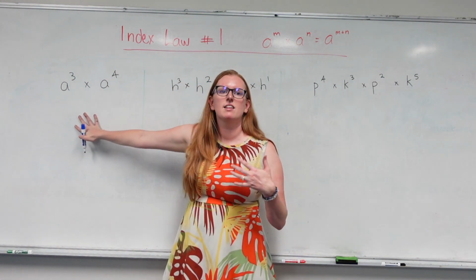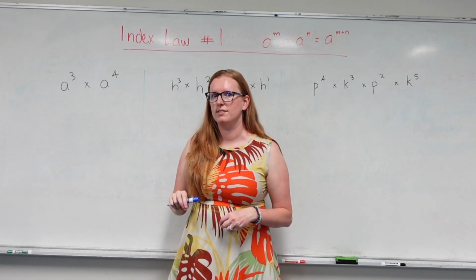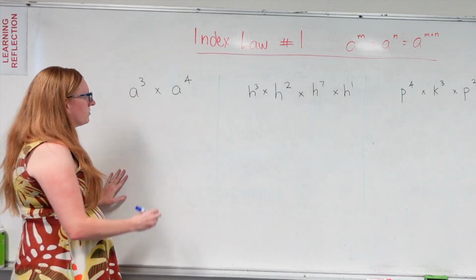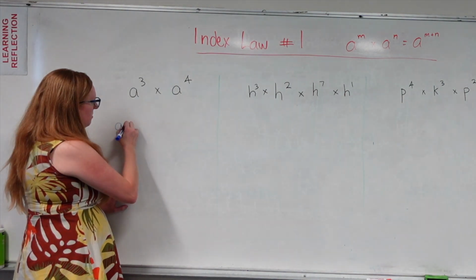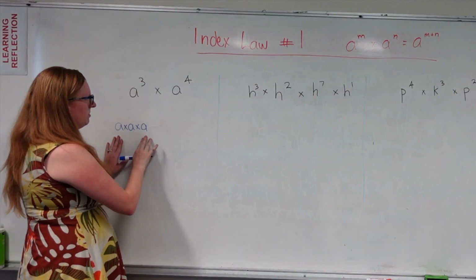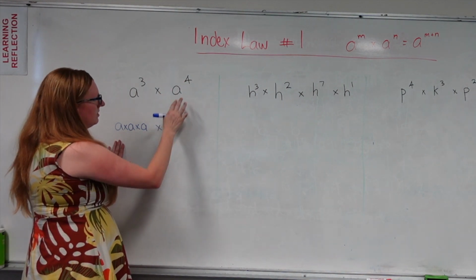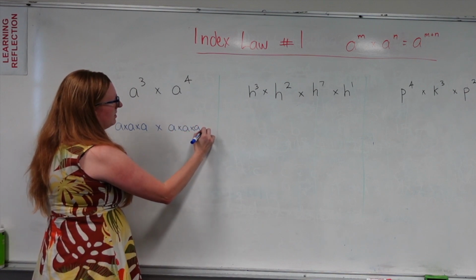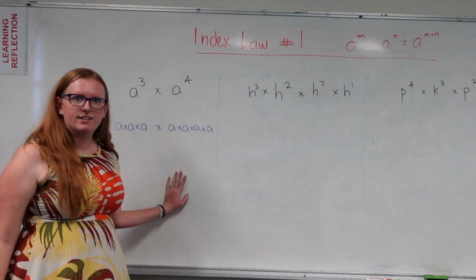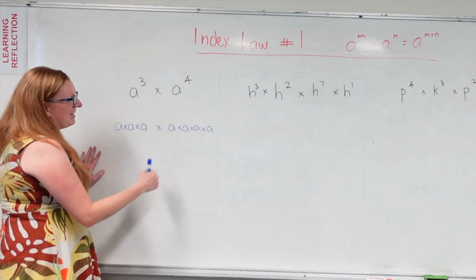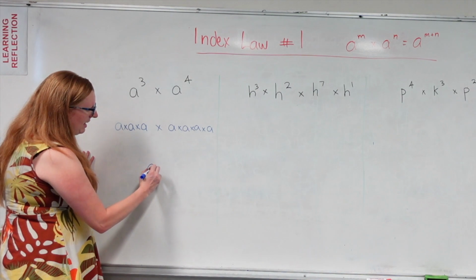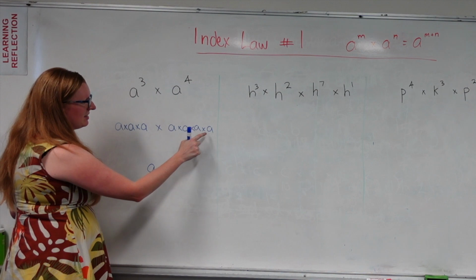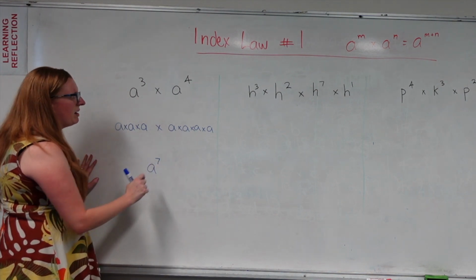So just to start, let's see if we can derive this law by ourselves without me telling you what it is. So here I've got a to the power of 3, so let's write what that is. That's a times a times a, so there's 3 of them, times 4 a's. So a times a times a times a. All right, so how many a's do I have in the end here? I know my base is going to be a, but I've got 1, 2, 3, 4, 5, 6, 7. So it equals a to the power of 7.